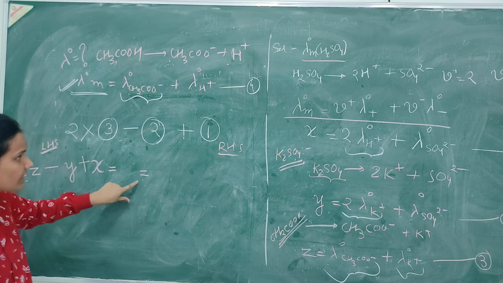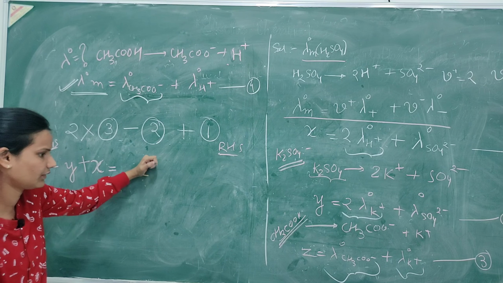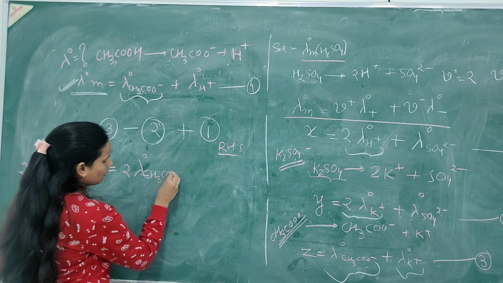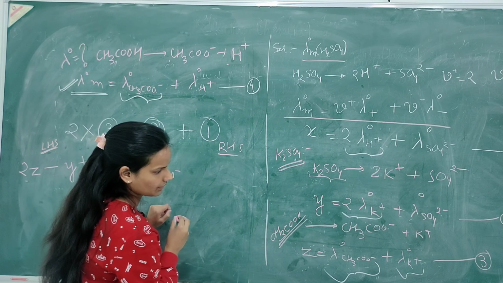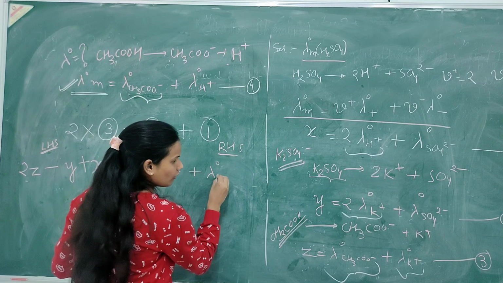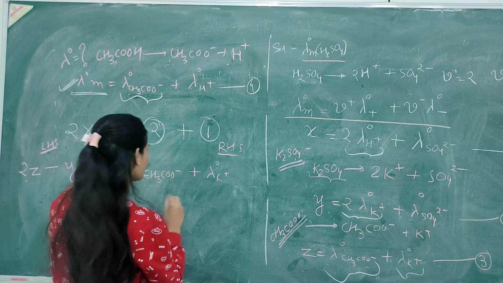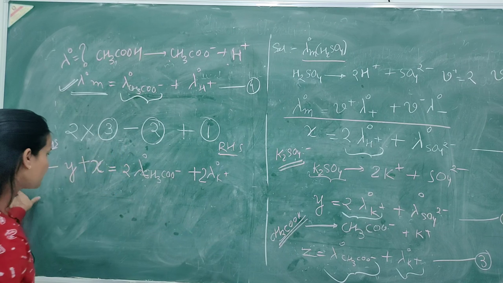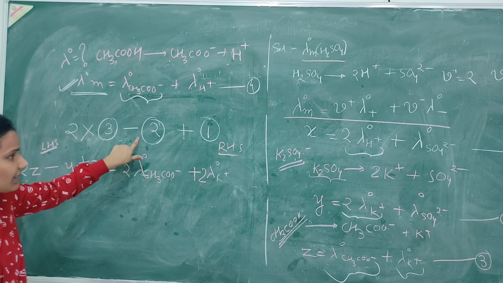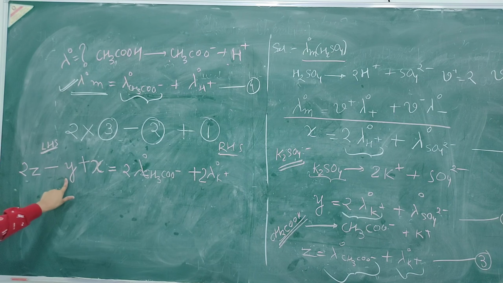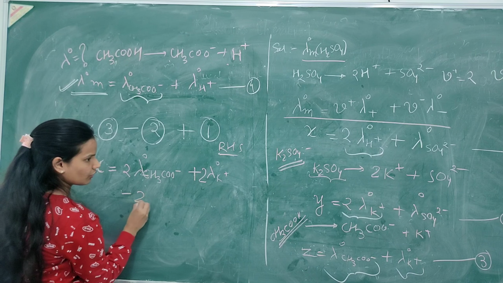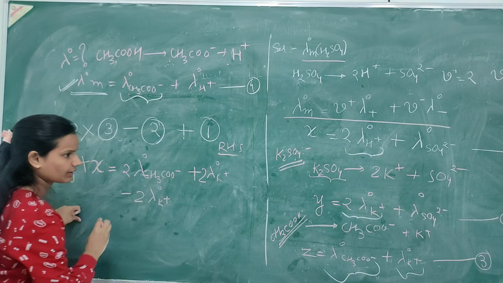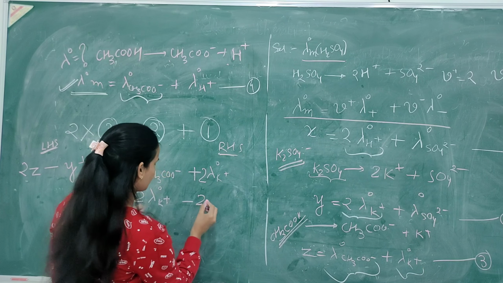Now this side, 2 times of equation 3 will become 2 times of lambda naught CH3COO negative plus lambda naught of K positive. It was 2 times. Simply multiply 2 in equation number 3. This side also. Now minus equation 2. Minus equation 2 already did minus Y. That side also minus 2 lambda naught K positive. Sorry, this is not 2 times.